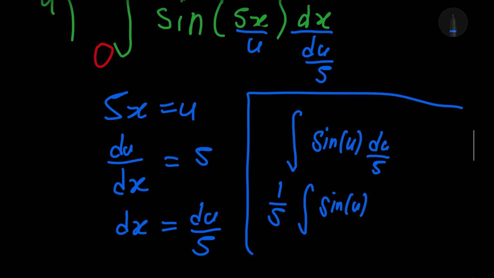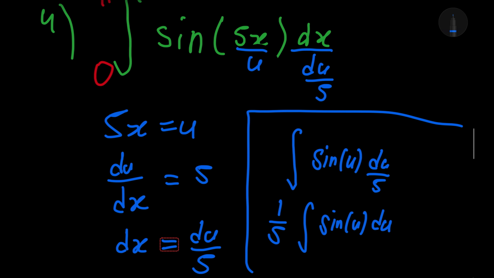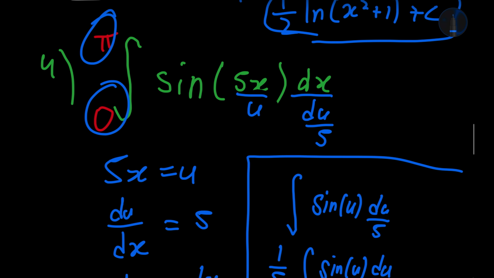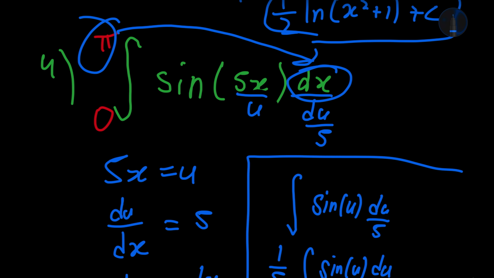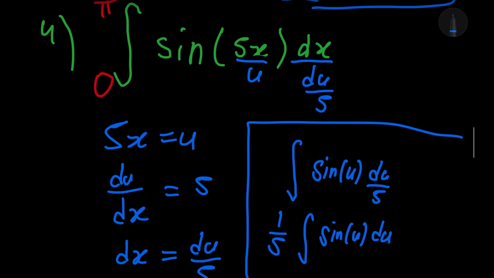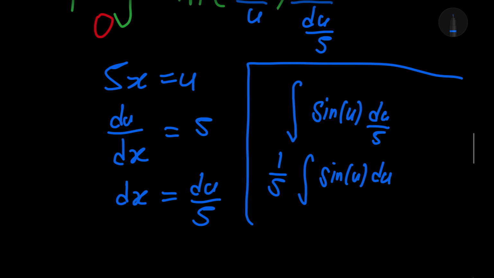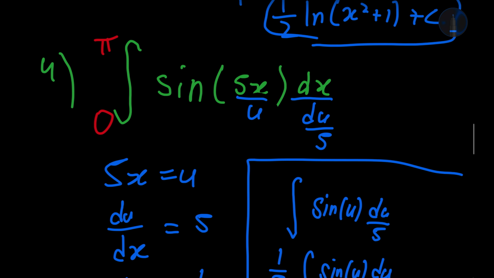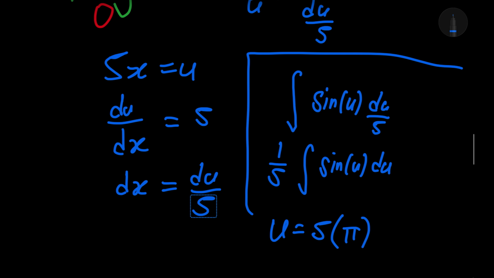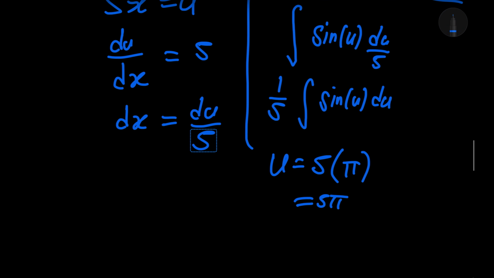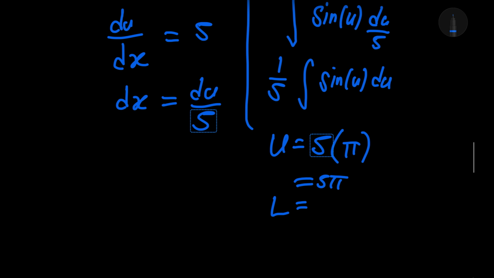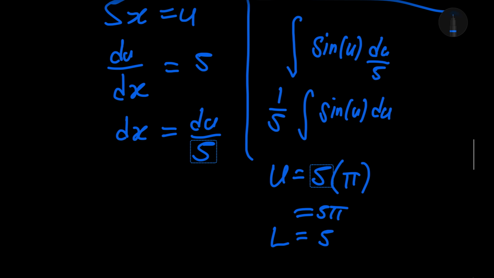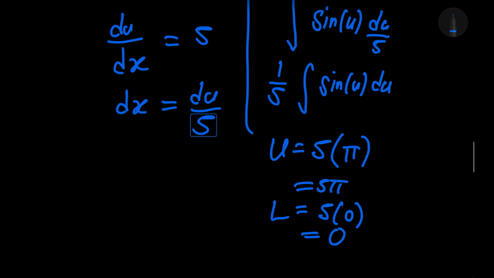u du. Now what I should do here is I should plug in my bounds, since right now these bounds match with dx, but I've changed my entire integral to match u, which means I need to change my bounds too. So in this case, it means my upper bound then, u, is equal to 5 times pi, which is equal to 5 pi. And then my lower bound, I'll call it L, is equal to 5 times 0, which is equal to 0.